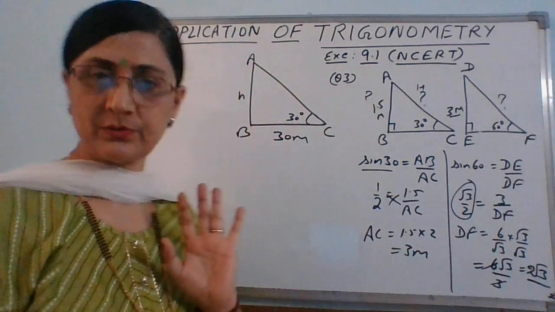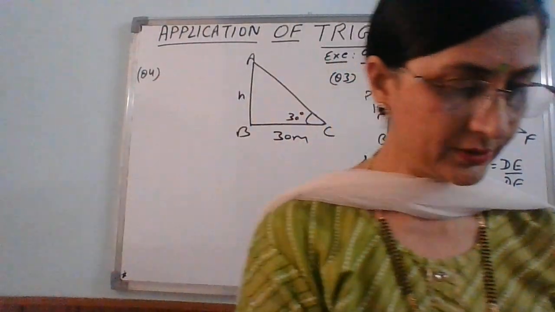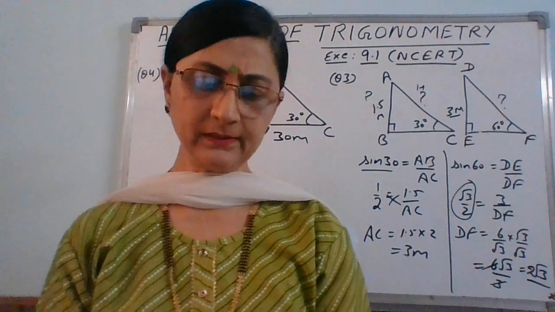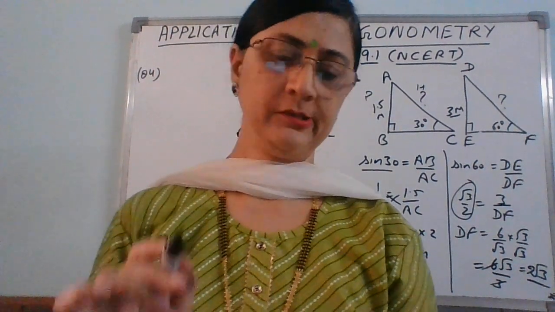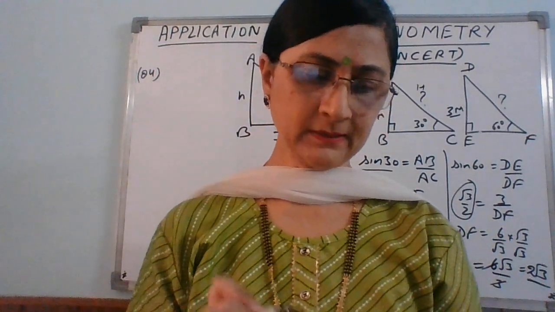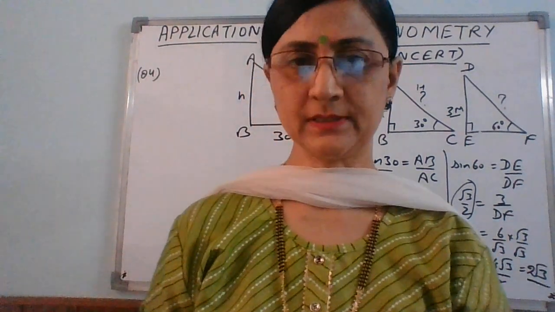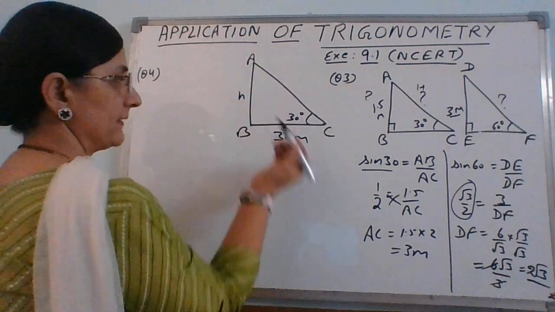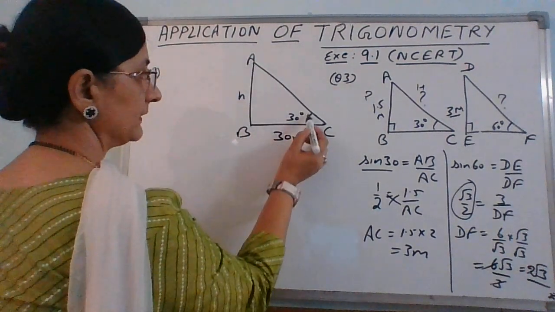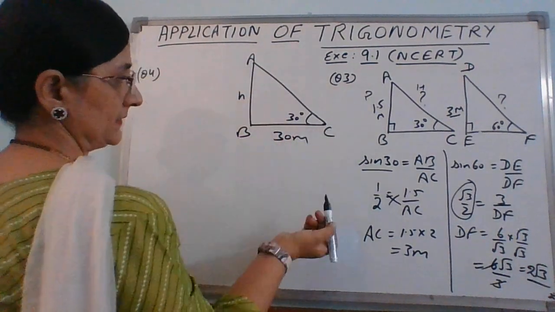This question 4 is also very simple, right? I'll read out the question number 4th also. The angle of elevation of the top of a tower from a point on the ground which is 30 meters away from the foot of the tower is 30 degree. Find the height of the tower. Very simple, right? Height of the tower is h.